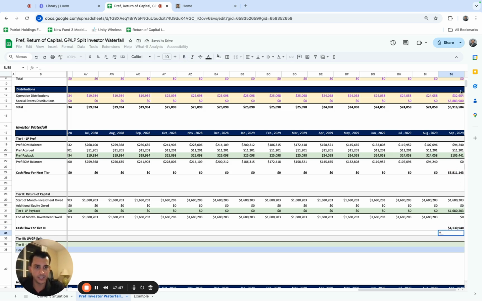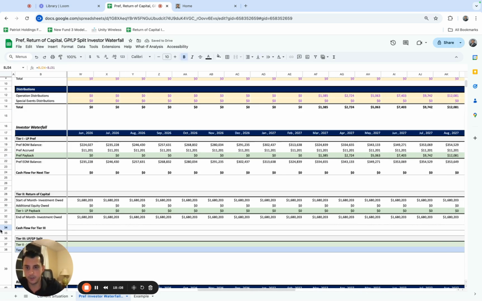And just to fact check that, look at this. The project gave us 5.9 million. We paid this much off in the pref. We paid this much to return capital. So for the next tier, we have 4.13 million. So let's drag this over here.